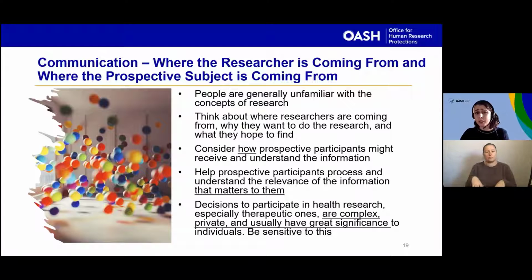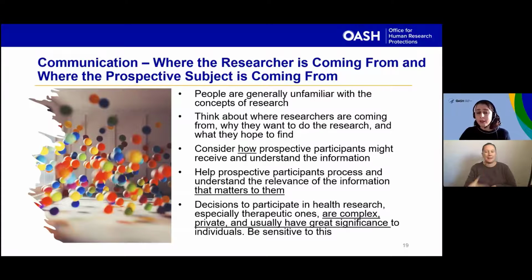Now, this is just an example of what you need to think about when you're thinking about what information to communicate and how. And, of course, you also need to remember that the decision to participate or not participate is likely to be a fairly complex one.